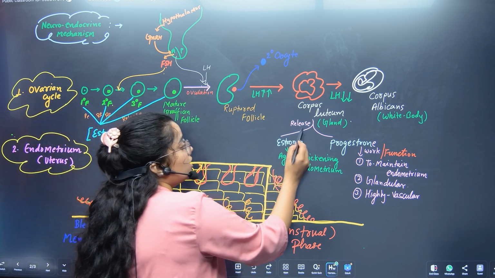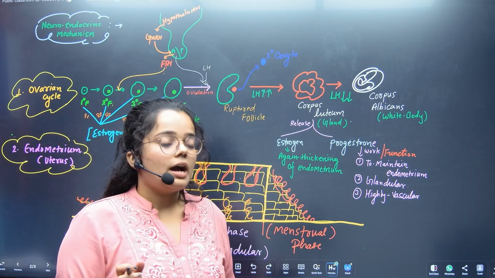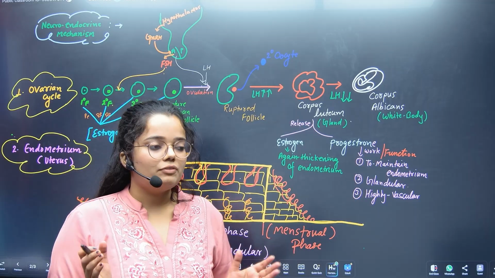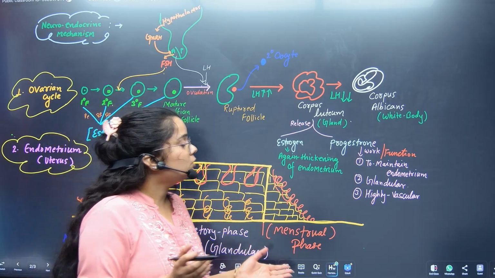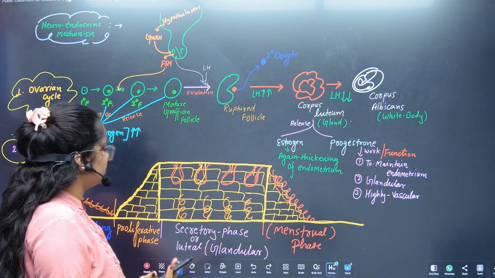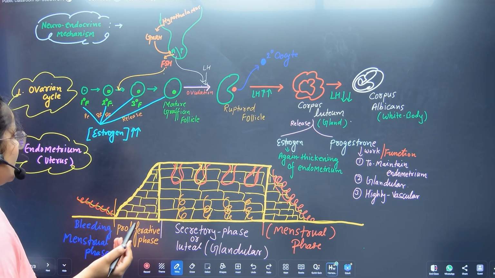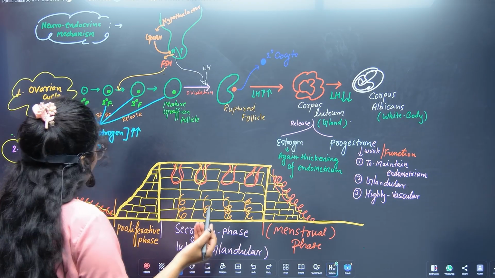Later on, as we know, luteinizing hormone in the female body remains high only up to 14 days. After that it starts to decline. It leads to the formation of corpus albicans, which is a white body which later disintegrates. Now here we will correlate the ovarian cycle and the endometrial cycle which occurs in the uterus.